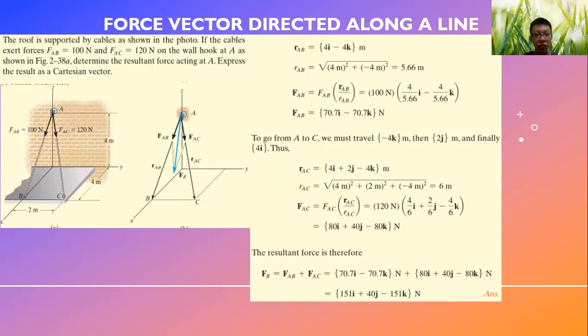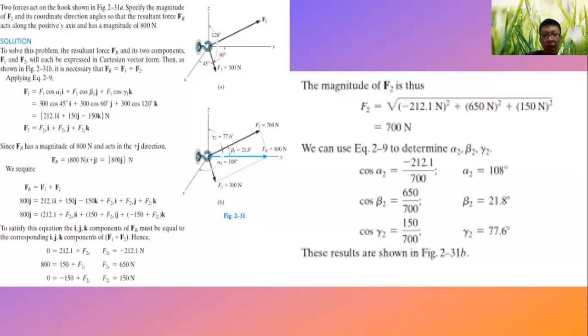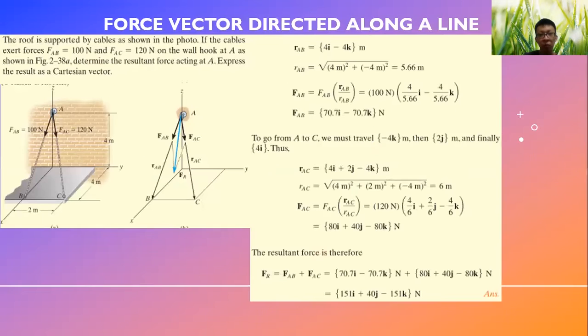So next we'll be combining the force vector, the position vector, and also the unit vector to make a force vector directed along a line. So if you see there's an ABC line, line AB and line AC, and on line AB there's a force of 100 Newton, and on line AC there's a force of 120 Newton.